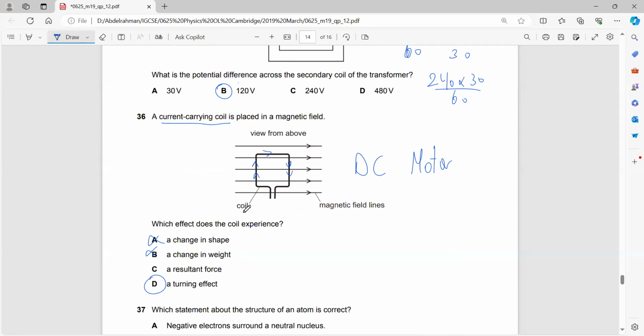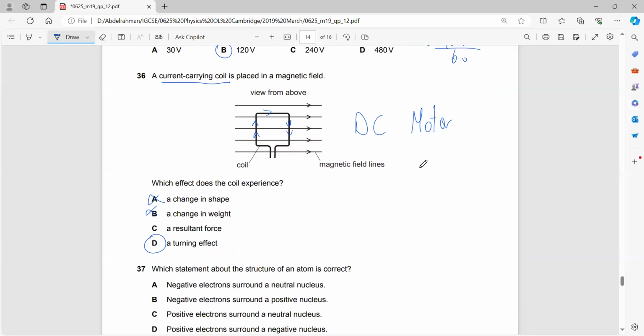But for this case, the wire moved on its own. How did the wire move on its own? Due to the current passing in the wire. And while this wire was inside the magnetic field, it experienced a turning effect. Okay? I hope it's clear by now.